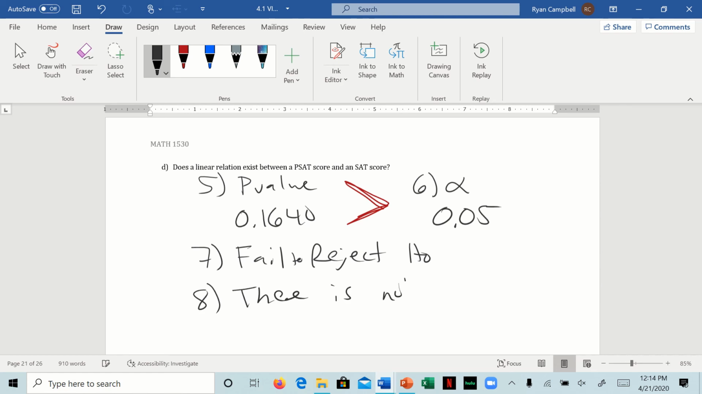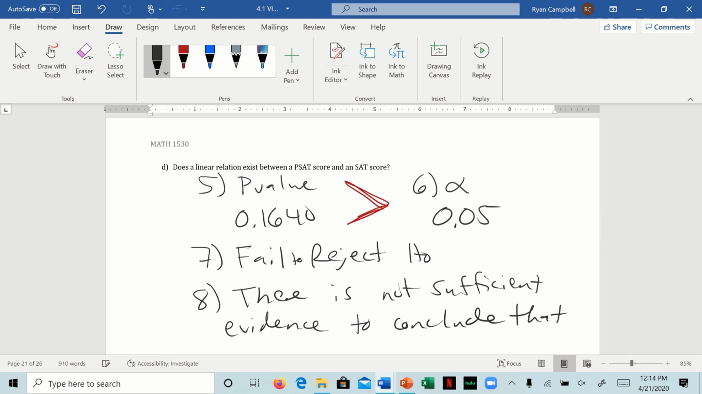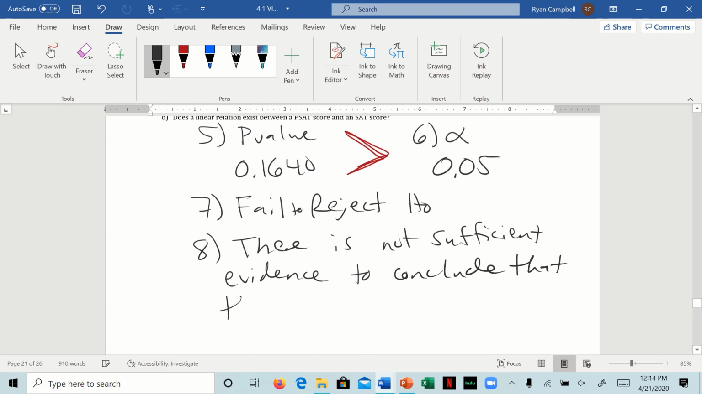So there is not sufficient evidence to conclude that there is a correlation, a linear correlation. Good.